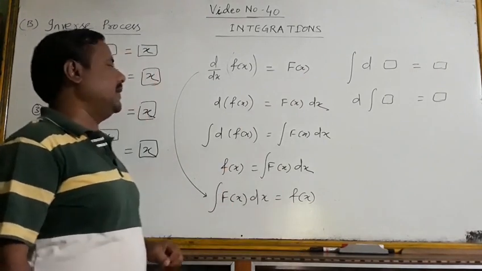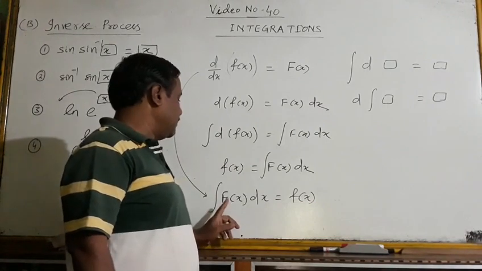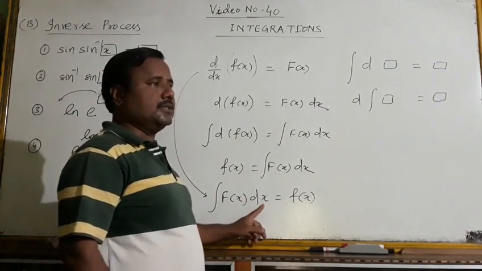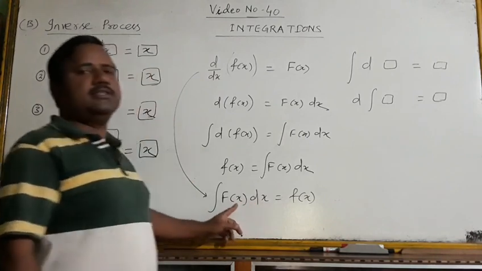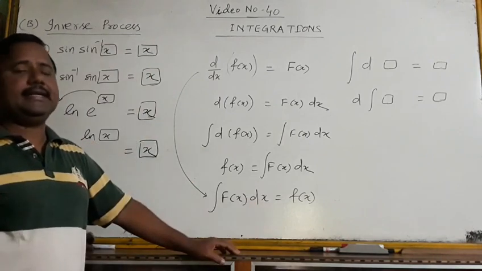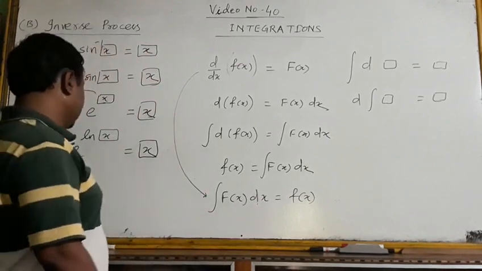Here is the difference. If you write the integration, you have to write its subscript. That is, if the variable is x, then you have to write dx. If the variable is t, then you have to write dt. If the variable is z, you have to write dz. I am giving one example to you.